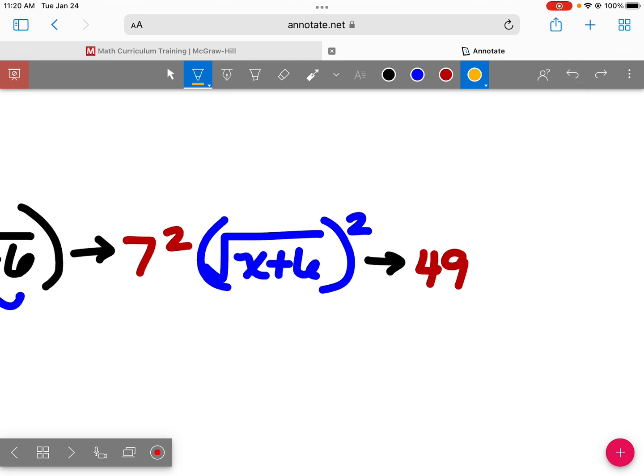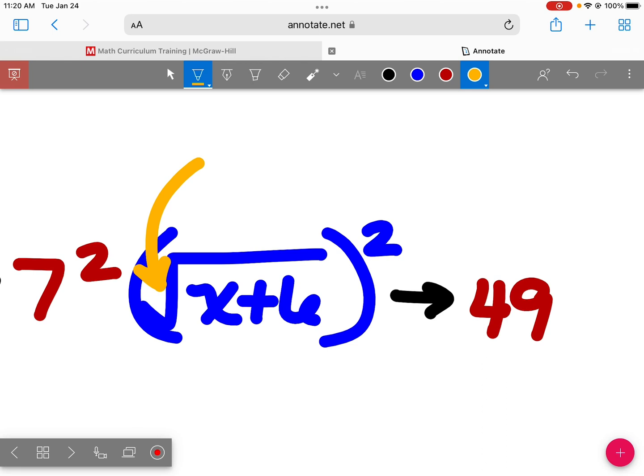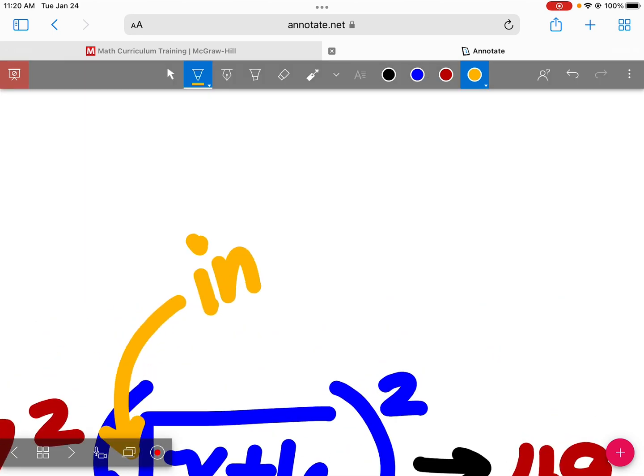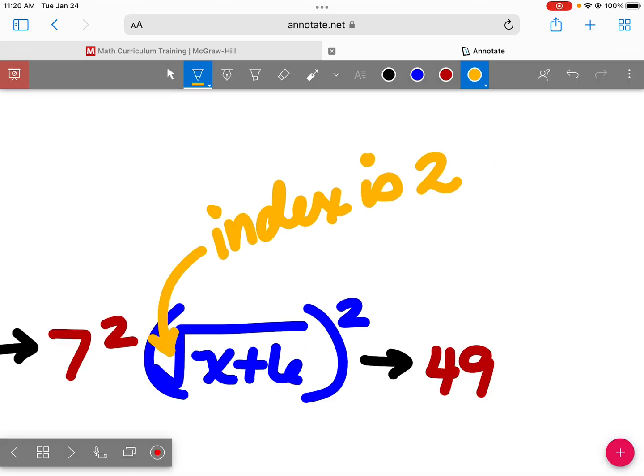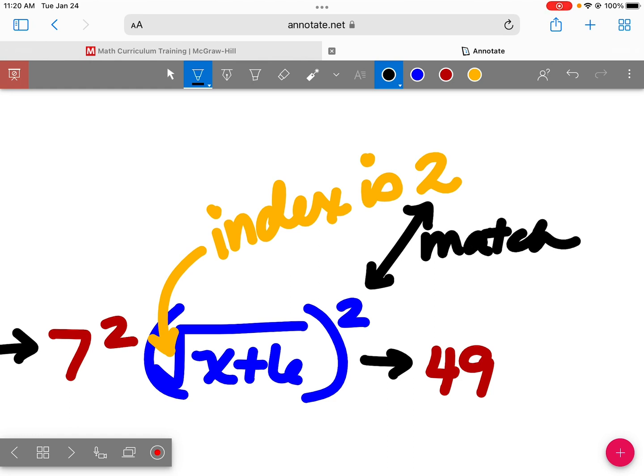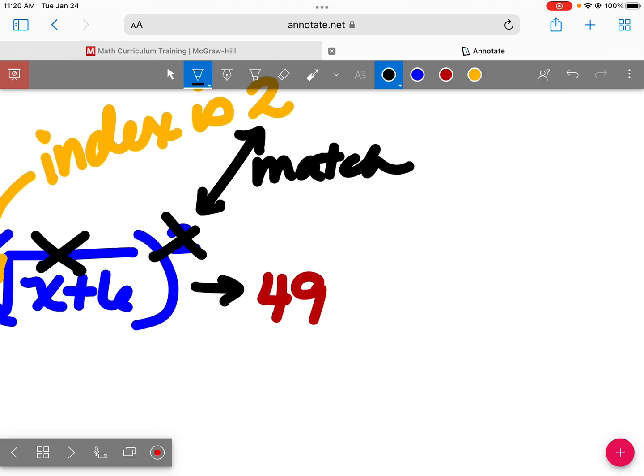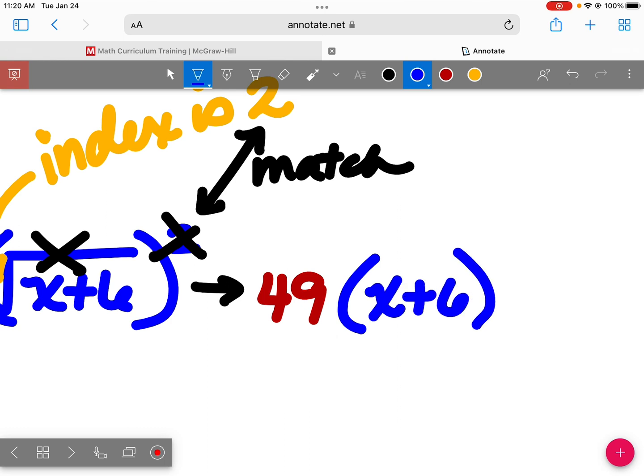What is the index on this radical? The index is 2, and we're raising it to the power of 2. These two things match, and so they will cancel each other out. So I would just have x plus 6 left. So I have 49 and then x plus 6.